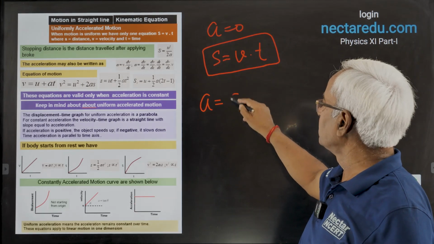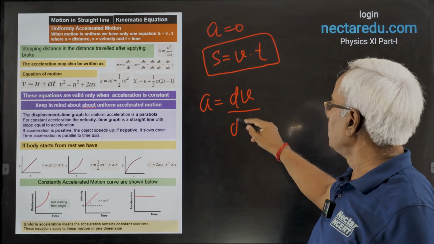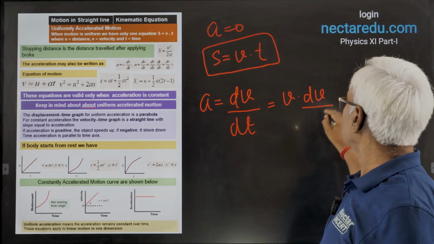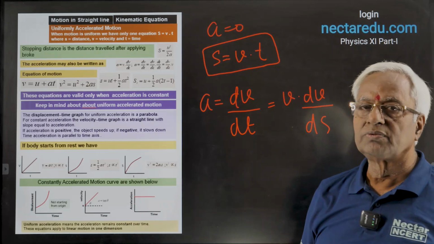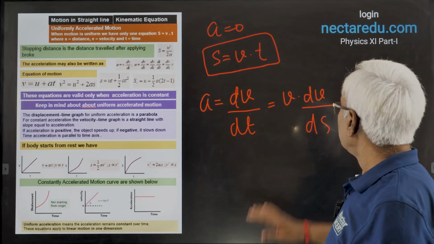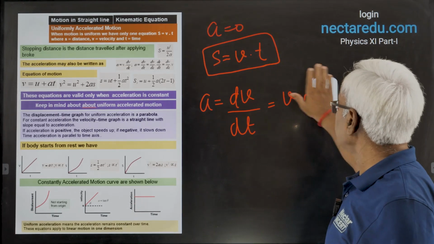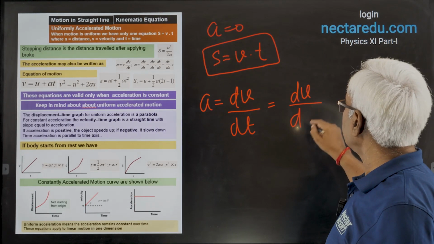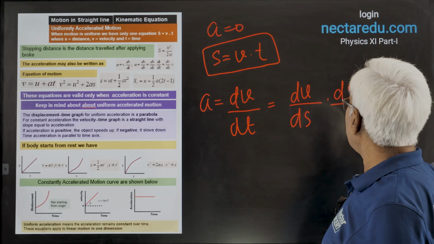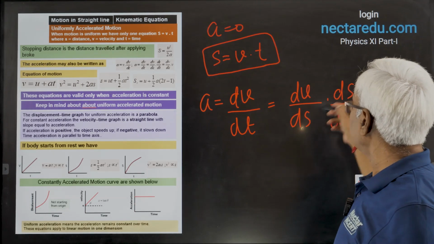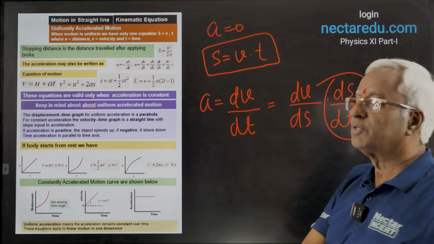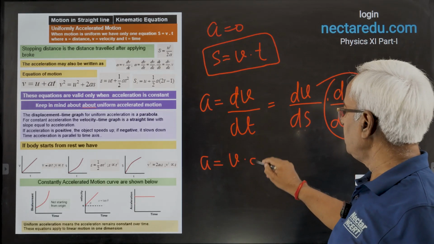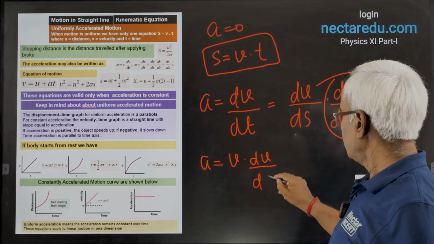If there is acceleration, what is acceleration? Let me revise it first. You know, this is the rate of change in velocity, but this might be written this way also. How is it possible? In one step you can manage this. This is dv upon ds. I have multiplied and divided by ds. What is this? This is v. Then it becomes a equal to v dv upon ds.